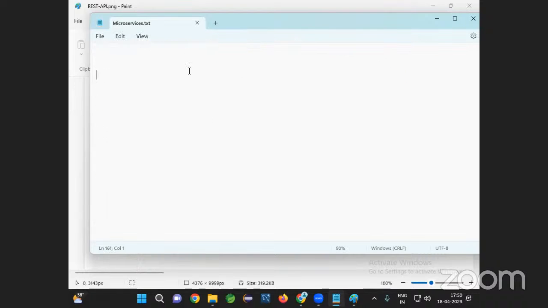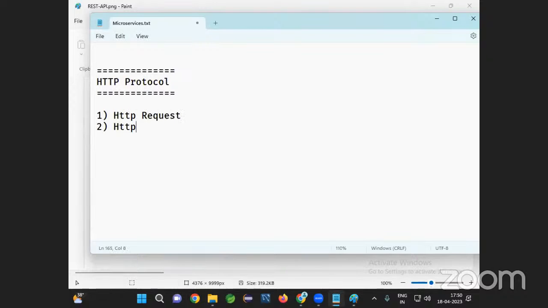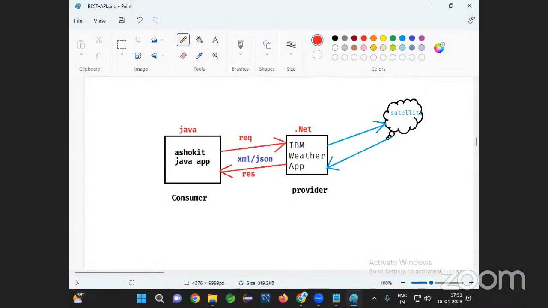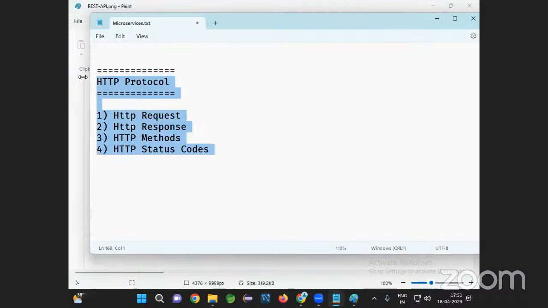Okay. When it comes to HTTP, we need to discuss the HTTP protocol. In advanced Java, we already discussed what is the HTTP protocol. HTTP protocol will contain HTTP request and HTTP response, HTTP methods, and HTTP status codes. If you want to develop RESTful services, we need to know more about the HTTP protocol: what is an HTTP request, what is an HTTP response, what methods are available, and what status codes are available.